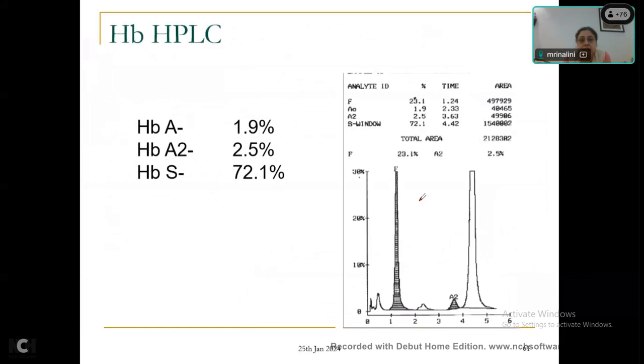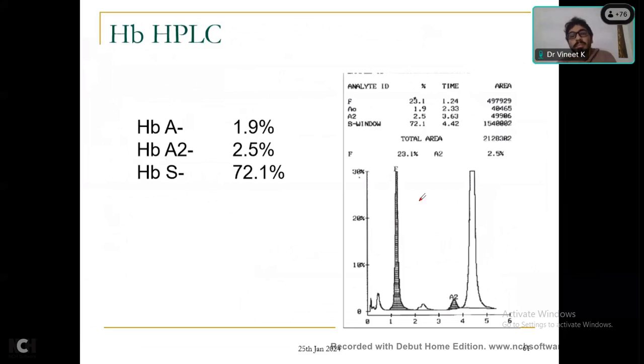So this is the HPLC. I had not given you the HPLC, so I'm showing it now. Can you interpret it for me? Is it homozygous or heterozygous? Based on this HPLC, ma'am, it's a homozygous state of sickle cell anemia. Why did you call it homozygous? Because the HbS percentage is 72.1%, it's a huge peak at HbS. And what about HbA? There's practically no HbA.